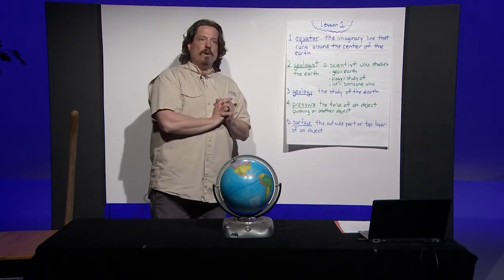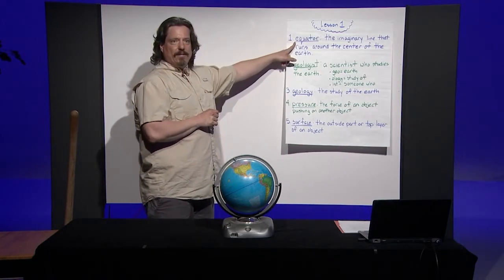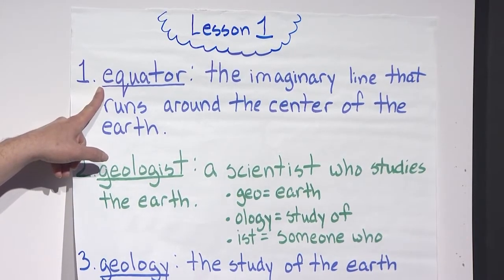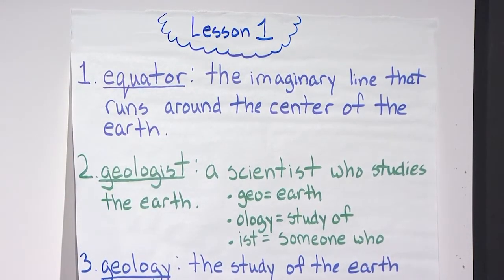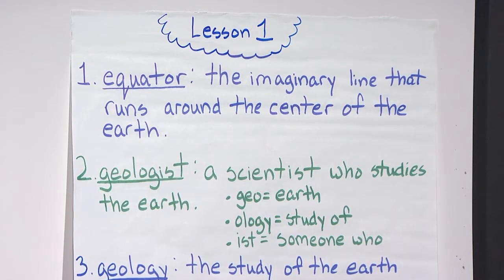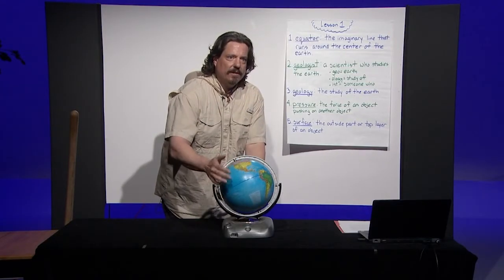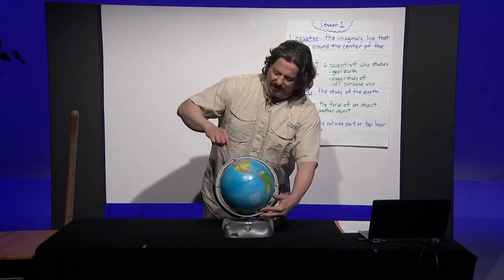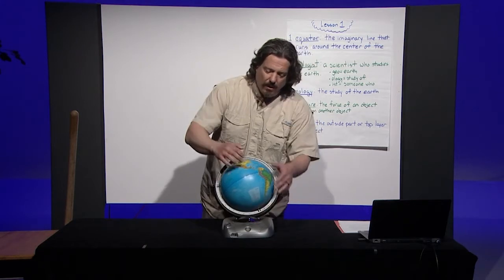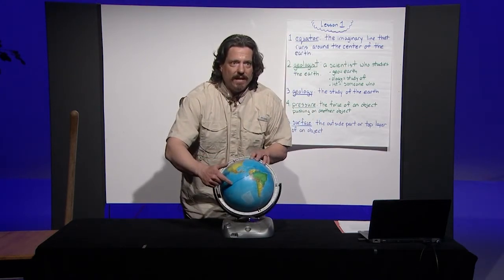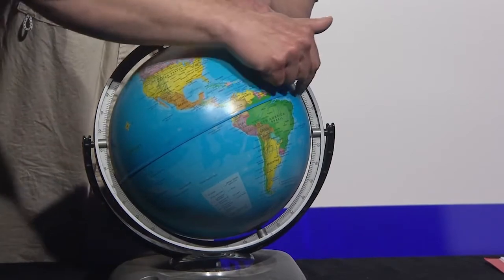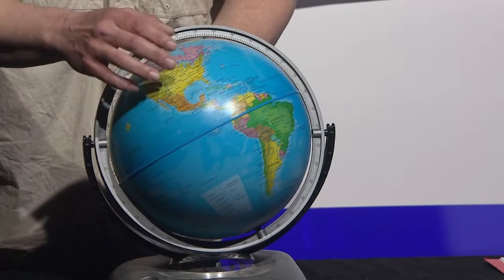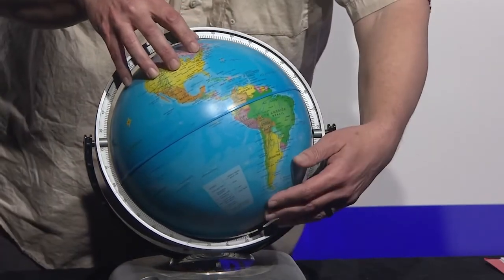Our first word is equator. Can you say equator? Awesome job. The equator is the imaginary line that runs around the center of the Earth. If I use my globe again, just like we talked about the imaginary stick or axis that goes through the Earth, this imaginary line that goes around the middle of the Earth is called the equator. And if you'll notice, it does something interesting. It divides the Earth into a northern half and a southern half.